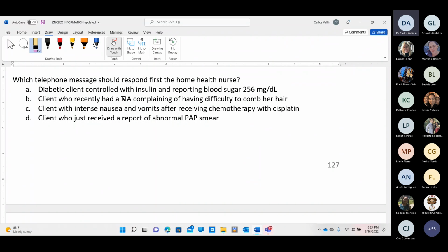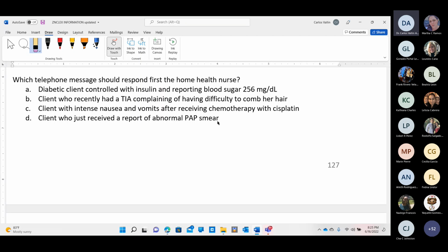So the patient had a TIA in the past and is now complaining of having difficulty combing her hair. What does that mean? There is weakness. So it is happening again. It's a sign of a stroke. Very good. Okay, now we are speaking the same language.